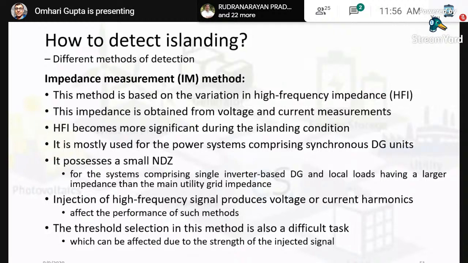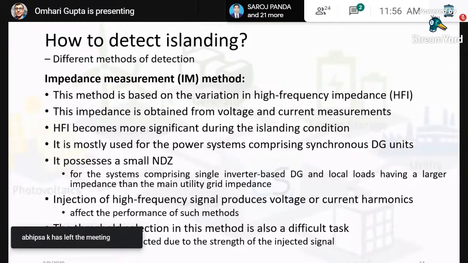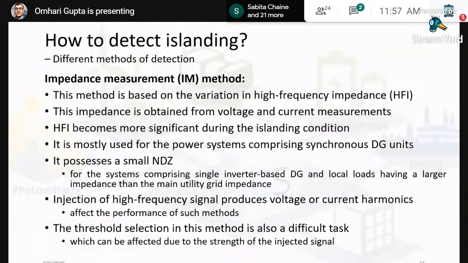For systems comprising a single inverter based DG and local loads having a larger impedance than the main utility grid impedance, injection of a high frequency signal produces voltage and current harmonics. Obviously, it will affect the performance of such methods. The threshold selection in this method is also a difficult task because it can be affected by the strength of the injected signal. So depending upon the circuitry and the rest of the things, you have to decide the threshold.